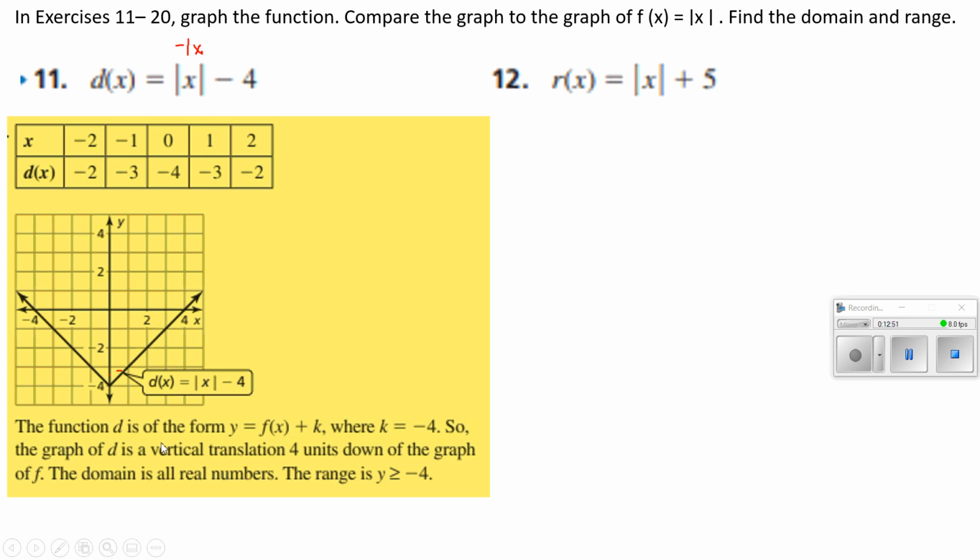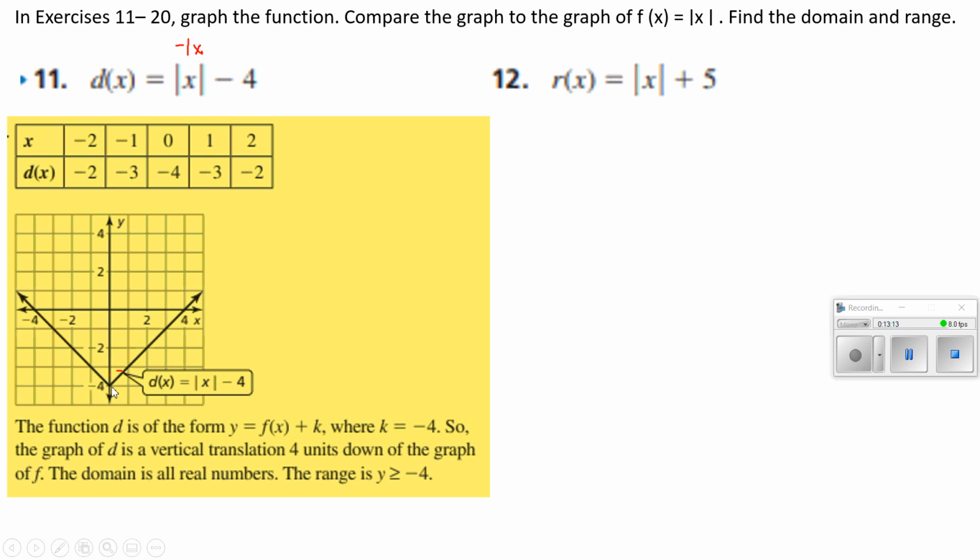So the function d is in the form of y equals f of x plus k. We said when we have this form, we're adding and subtracting, going up and down on the y-axis. So where k is -4, the graph of d is a vertical translation 4 units down of the graph of f.